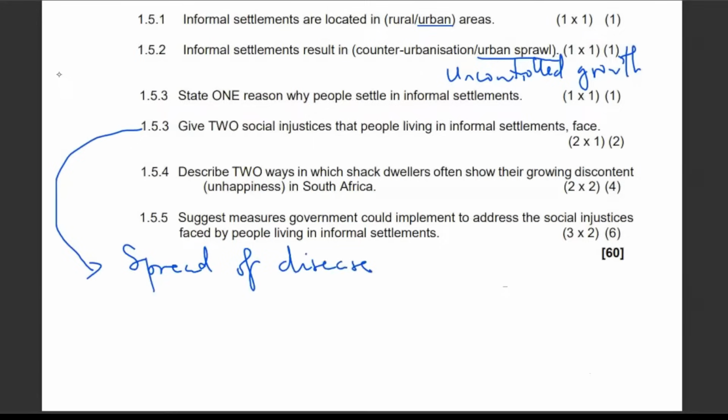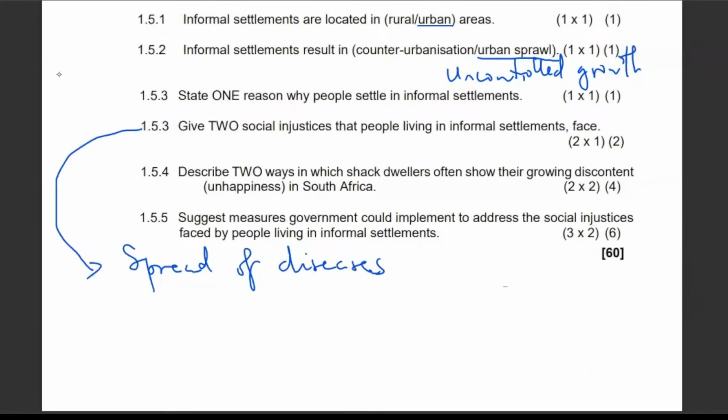We can talk of spread of diseases. Because of the conditions in the informal settlements, some of the conditions are unsanitary, they are unhealthy, that facilitate the spread of diseases. And also because of the level of population in the informal settlements, contagious diseases are likely to spread fast because people are crowded.